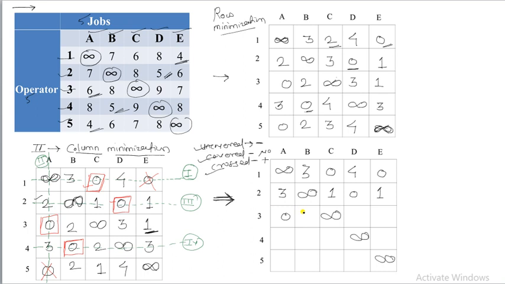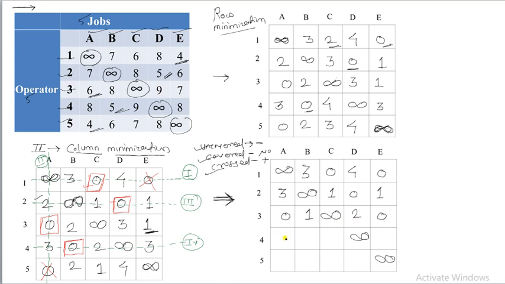2 is uncovered, and for uncovered it is subtraction. So 2 minus 1 is 1. Infinity as it is. 3 is uncovered, so subtraction: 3 minus 1 is 2. 1 is uncovered, so 1 minus 1 is 0. 1 minus 1 is 0.